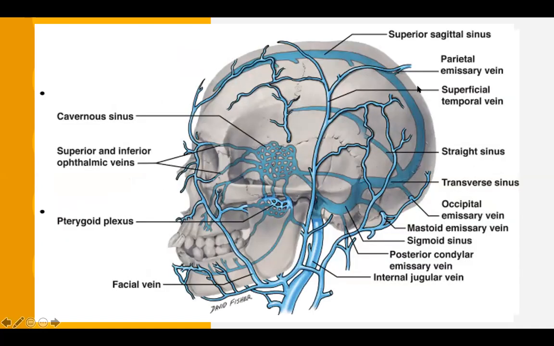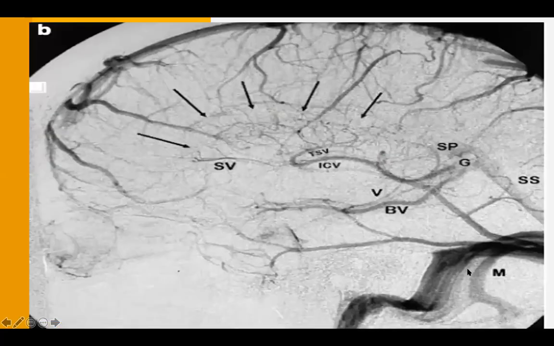So these are some of the emissary veins. According to the area, this is a parietal emissary vein. The occipital emissary vein can also be seen. The mastoid emissary vein, which we have seen in one of the DSAs before. There is a posterior condylar emissary vein which connects the transverse and sigmoid sinuses with the extracranial venous structures. This was the DSA I was showing, the mastoid emissary vein, sometimes seen in the DSA, which connects the extracranial and the intracranial structures.